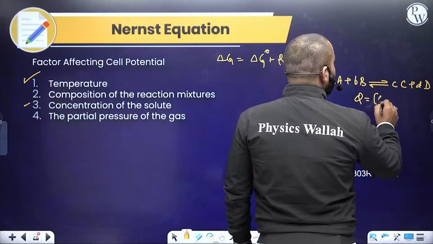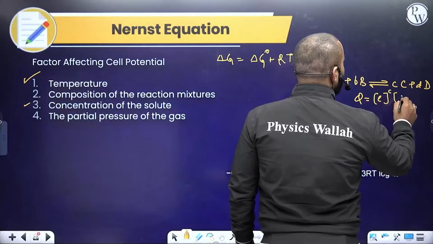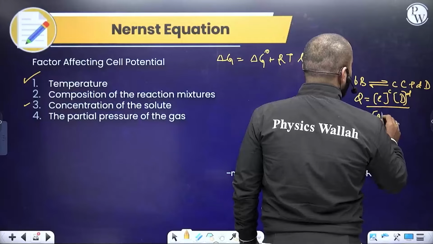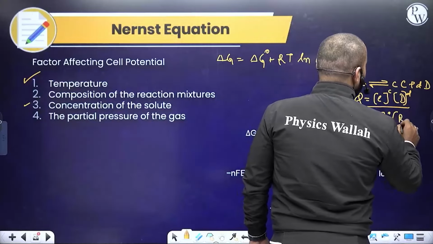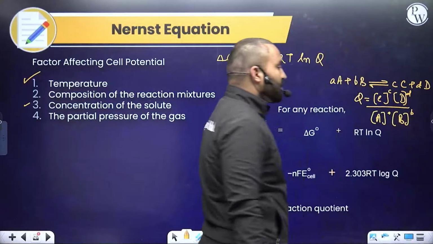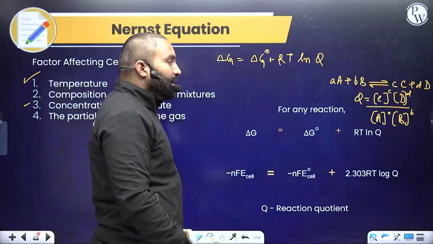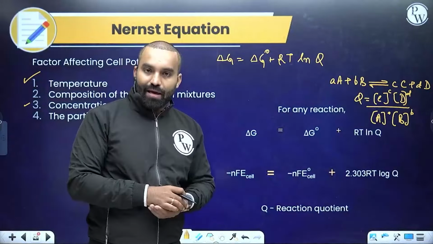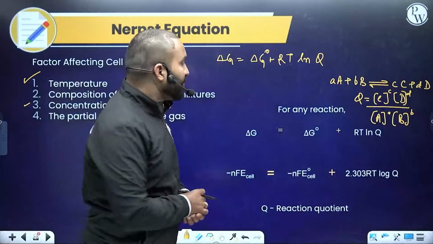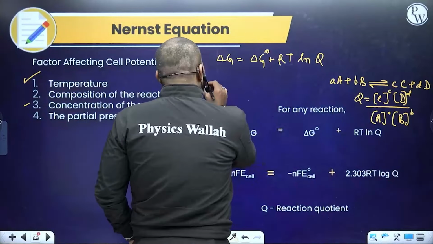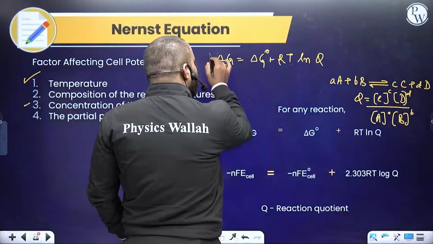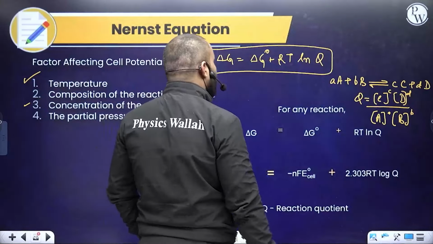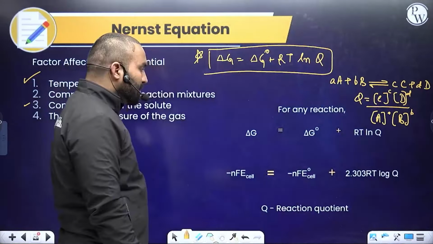The concentration of C power c into the concentration of D power d, divided by the concentration of A power a into the concentration of B power b. This is the reaction quotient. If you write this reaction quotient at equilibrium, this will be equal to K, the equilibrium constant. This equation is 100% valid for any sort of reaction, any thermodynamic process.